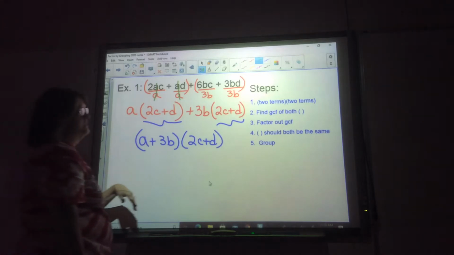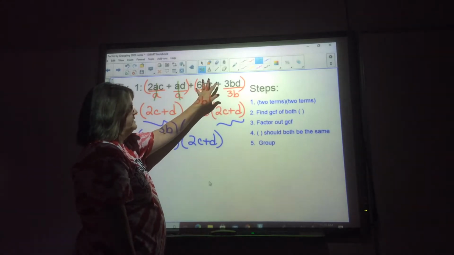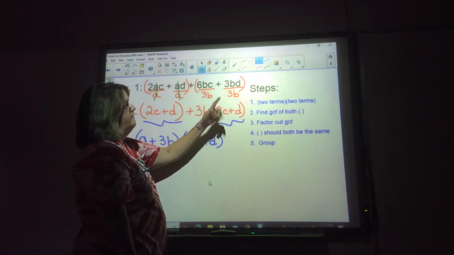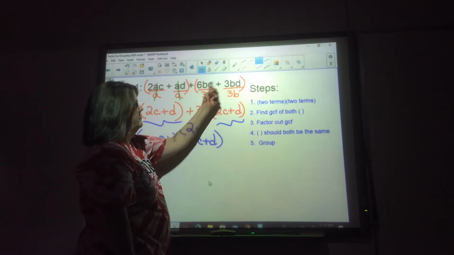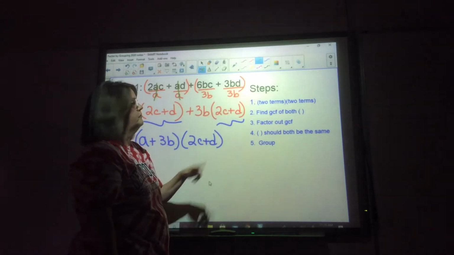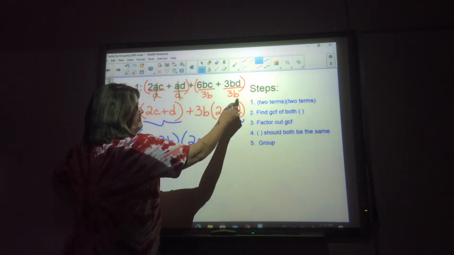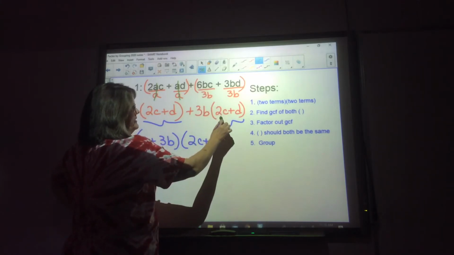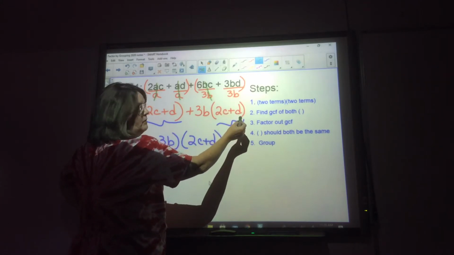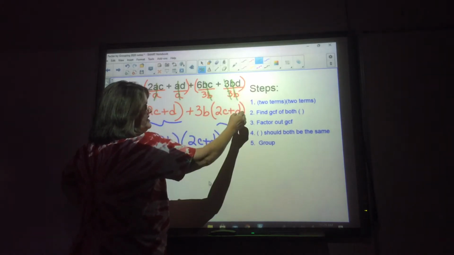Then you come over and you do the same thing for the second set of parentheses. You find the GCF. Between 6 and 3, 3 can be factored out of both 6 and 3. B can be taken out of both 6BC and 3BD. Again, I'm saying B with each one of those, so I'm pulling B out. When I pull 3B out, I write it here. 6 divided by 3 is 2. The B's cancel. I have C. 3 divided by 3 is 1. We don't write our understood ones, remember? And the B's cancel, so it is just D that's left.